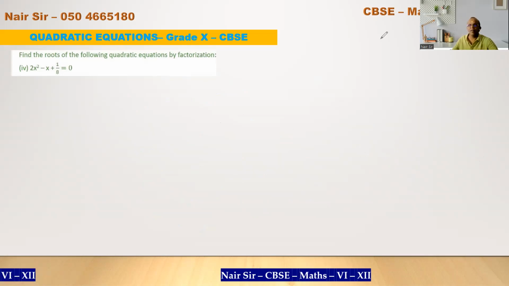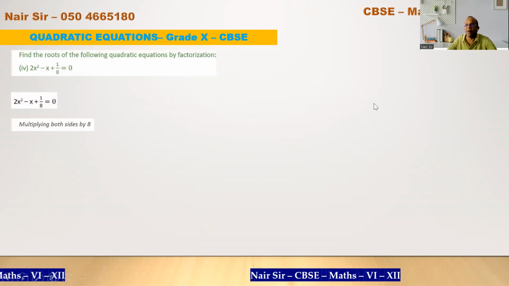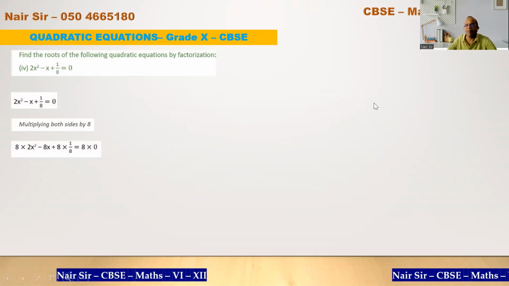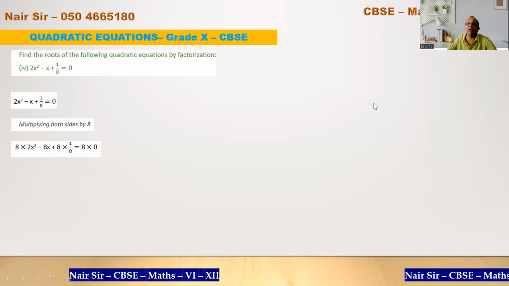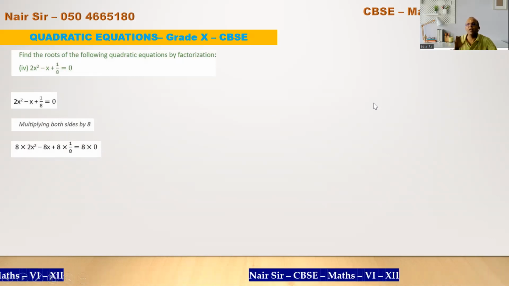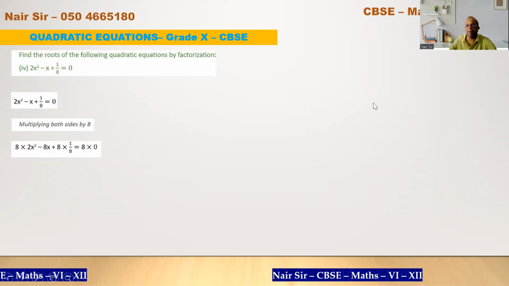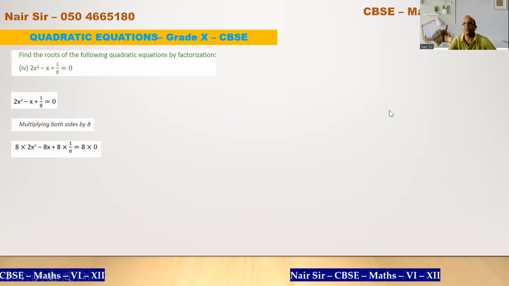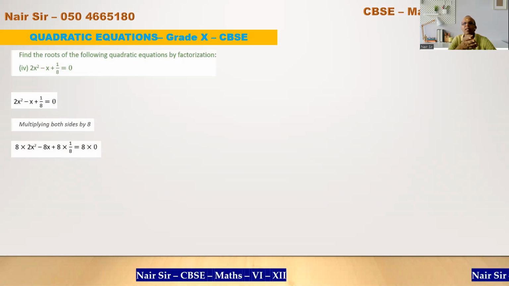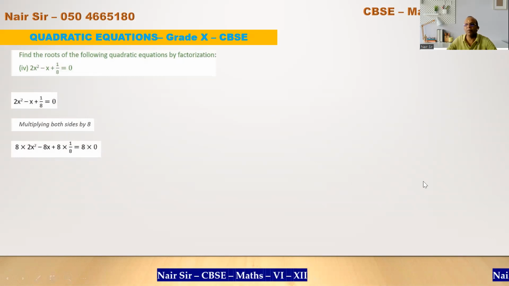Now let's see the steps. What did I do? I multiplied both sides by 8. Why did I multiply it? Because 1 upon 8 I cannot solve. In a quadratic equation, the constant has to be an integer, plus or minus, whatever. It cannot be a fraction. Whenever you get a fraction in a quadratic equation, convert that into an integer. It cannot be in p by q form.